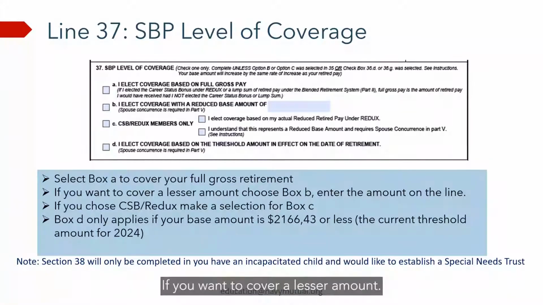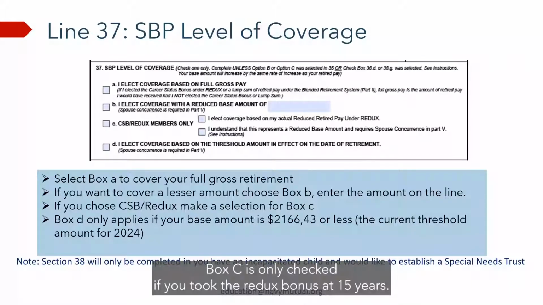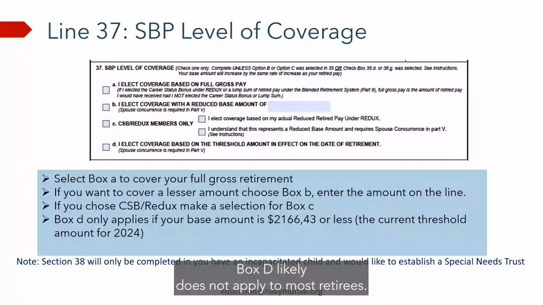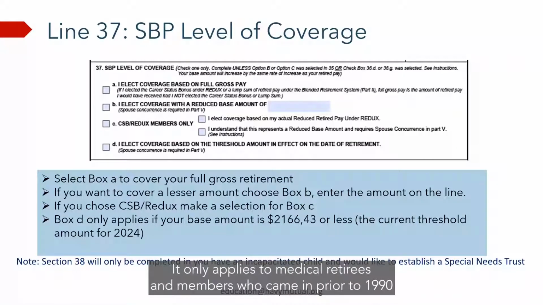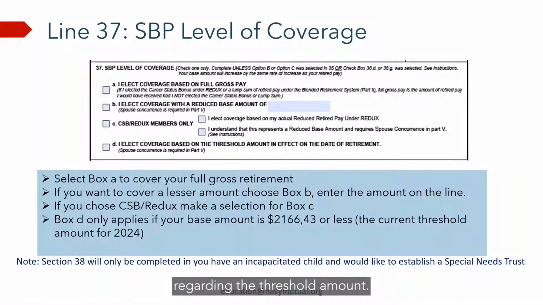If you want to cover a lesser amount, select box B and fill in the amount that would be per month. Box C is only checked if you took the Redux bonus at 15 years. Box D likely does not apply to most retirees. It only applies to medical retirees and members who came in prior to 1990 and have a base amount of less than approximately $2,000. Please contact us if you need more information regarding the threshold amount.